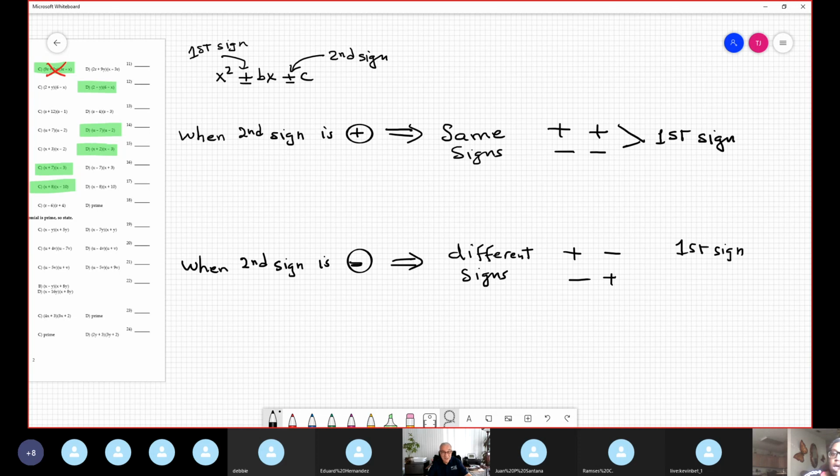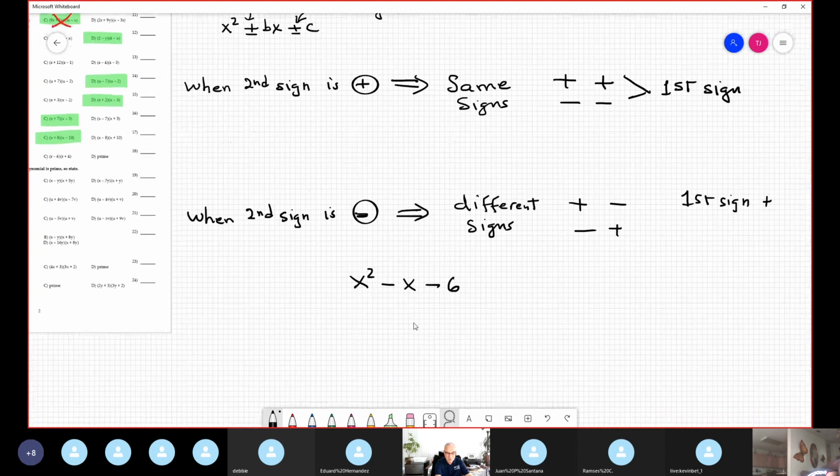When the first sign is positive, you put the positive on the bigger number. Suppose this example, x squared minus x minus 6. Actually, we did this before. Let me change something: 30, not 6. It's similar, but okay, 30, to do another thing. Well, okay. The second sign is negative.